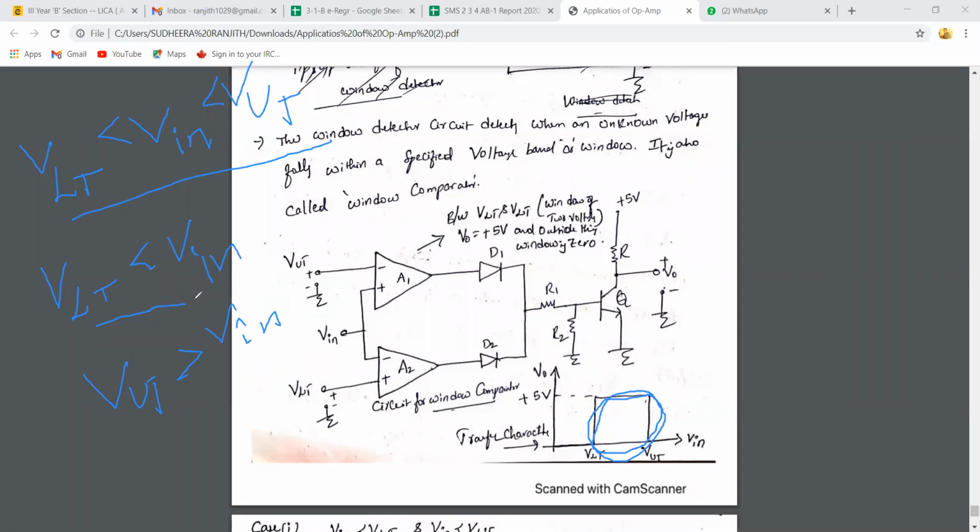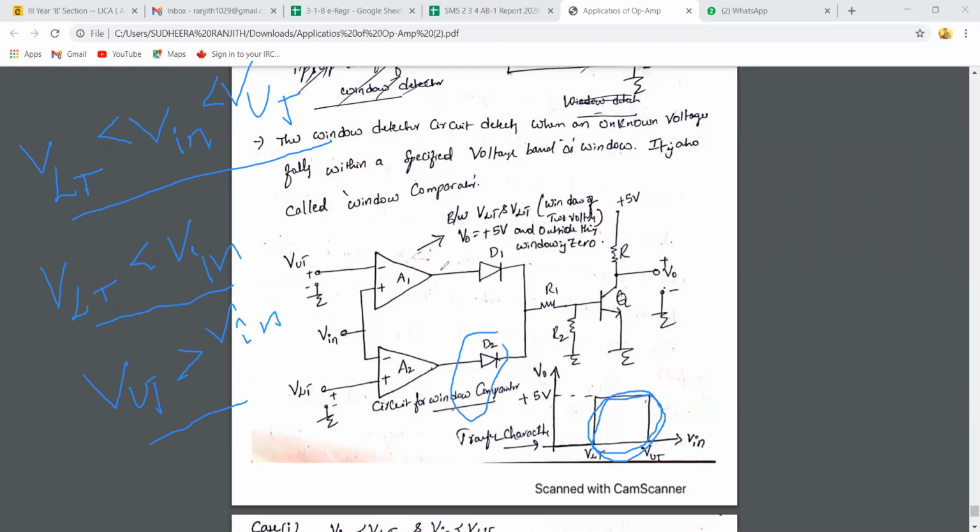Yes, sir. Right. Now apply. First, VLT is less than Vin. What is the output of A2? VLT is less than Vin. Minus Vsat, sir. Minus Vsat. What about D2 condition? Reverse bias, sir. Reverse bias. Right? Right.